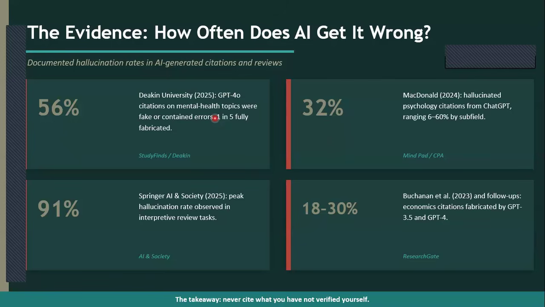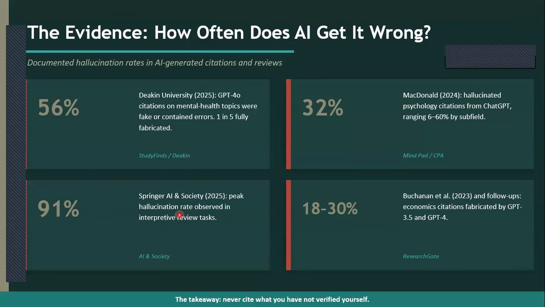So see this hallucination rate. Now let's come to Springer AI and Society. Springer AI and Society 2025, they found that the peak hallucination rate observed in interpretative review task is 91%. So the review that researchers have been doing, the AI that hallucinated, they found that 91% is hallucinated. See this hallucination rate. And McDonald also found 32% hallucination in their research. So hallucinated psychology citation from ChatGPT ranging from 6 to 60% by subfield.